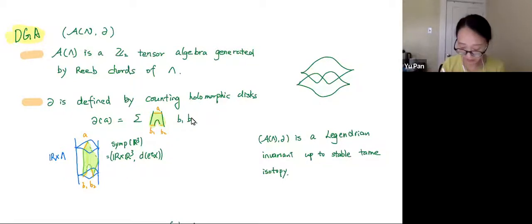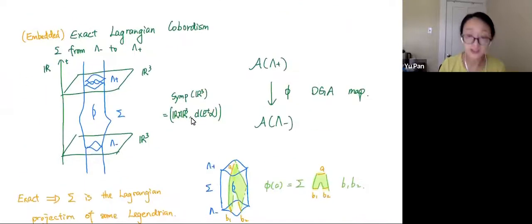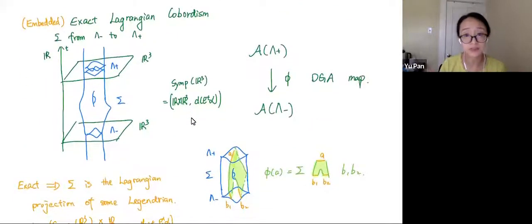The DGA, this algebra together with the differential, is a Lagrangian invariant up to a certain type of isotopy. Here you can also view the DGA as a chain complex with an algebra structure. All right, as we mentioned earlier, given the cobordism, there's a DGA map.